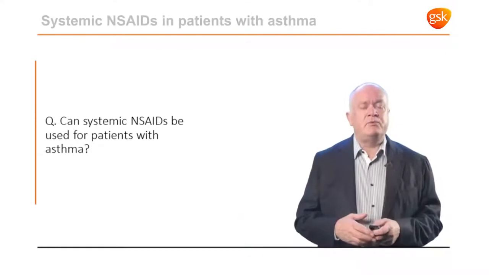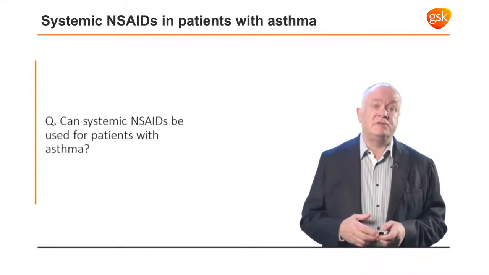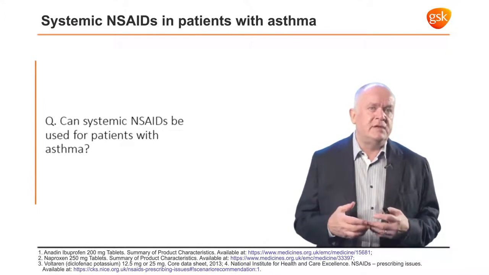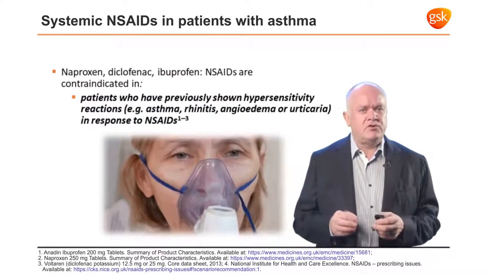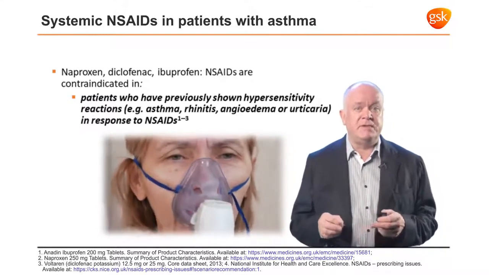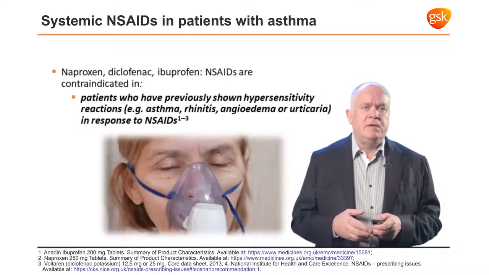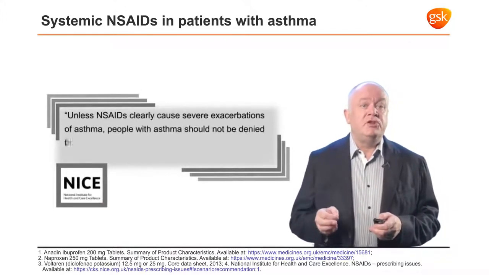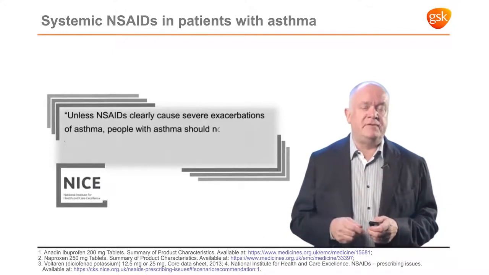The next question is one I said I would return to earlier in the presentation. Can systemic NSAIDs be used for patients with asthma? Many times I've heard clinicians and pharmacists say that a patient cannot have an NSAID simply because they have asthma. This is not strictly true. Some NSAIDs are contraindicated only if a patient has previously shown a hypersensitivity reaction in response to NSAIDs, for example, asthma, rhinitis, angioedema, or urticaria. Indeed, NICE state that unless NSAIDs clearly cause severe exacerbations, they should be considered as an appropriate treatment and patients should not be denied the benefits of an NSAID.